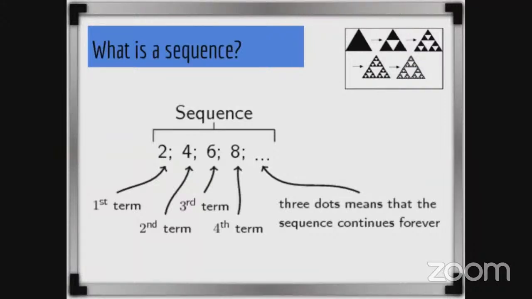We have 2, 4, 6, 8. The first term being 2, second term 4, third term 6, and the fourth term is 8. Can you tell me what the 5th term would be? 10. So this particular sequence is an infinite sequence because it can go on forever. And you can simply see the rule here is 2 being added each time for the next term.